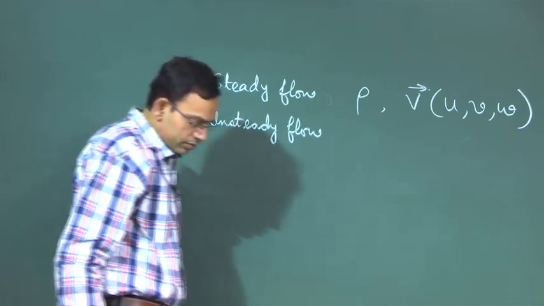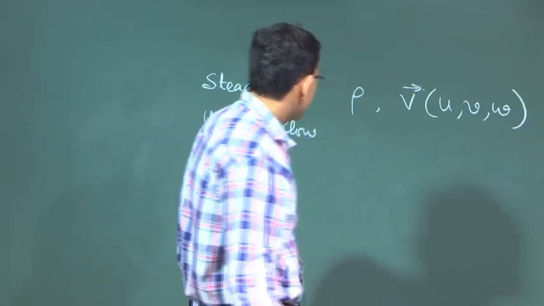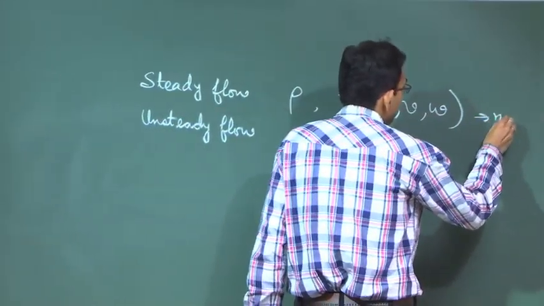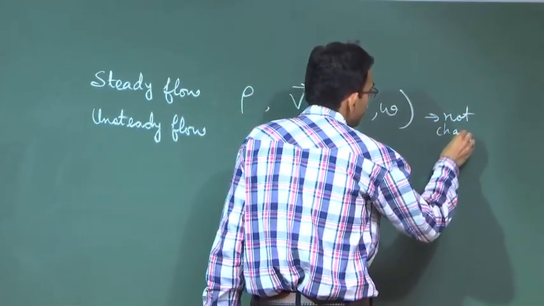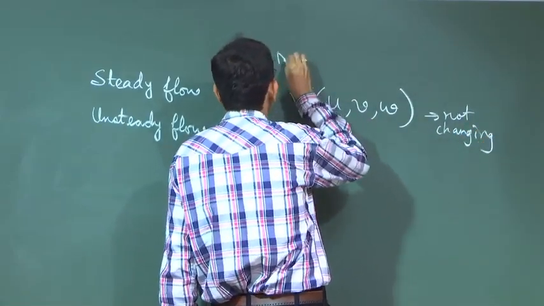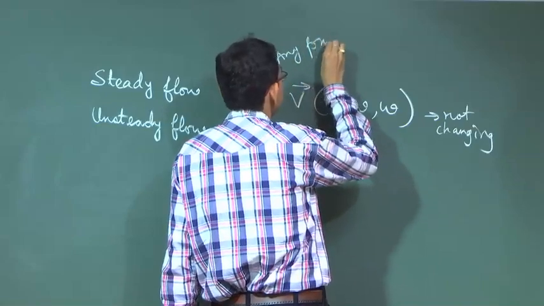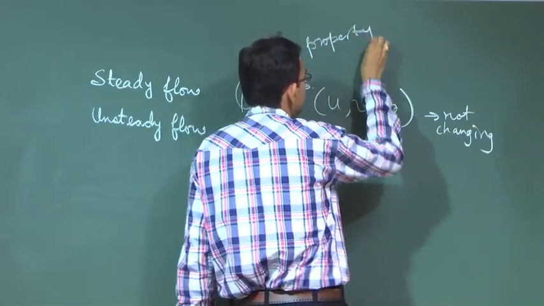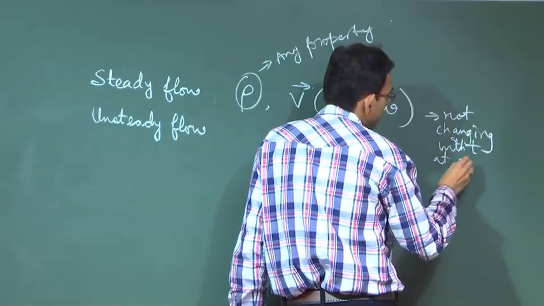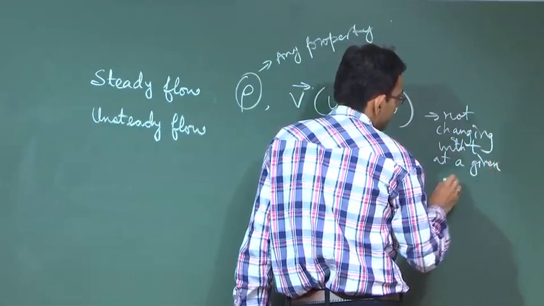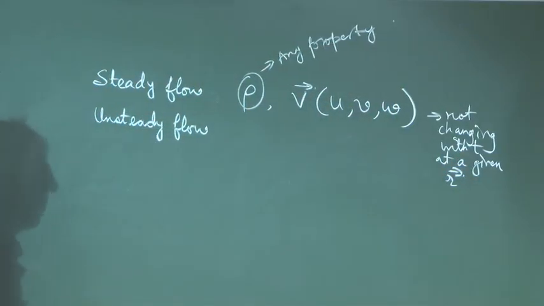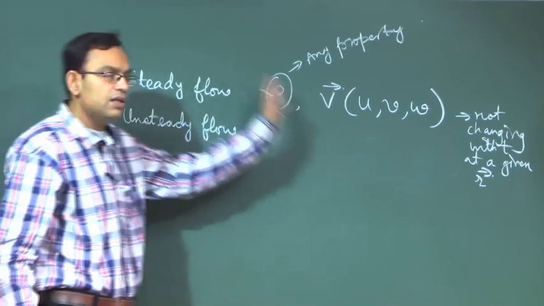Okay. Now, steady means these are not changing with time. Rho is an example, it can be any property, and velocity not changing with time at a given location. Unsteady flow of course is the other thing.